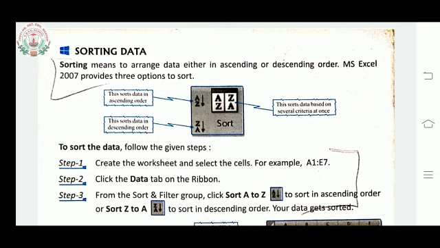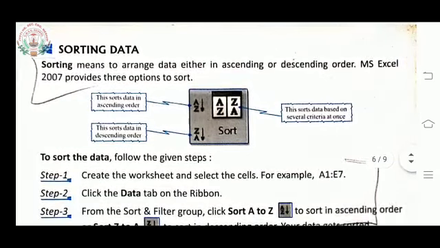So let us see what is written in your textbook. Sorting means to arrange data either in ascending or descending order. Descending we generally do not use, but you can arrange that way also. If you want to arrange the data in descending order, that option is also available.